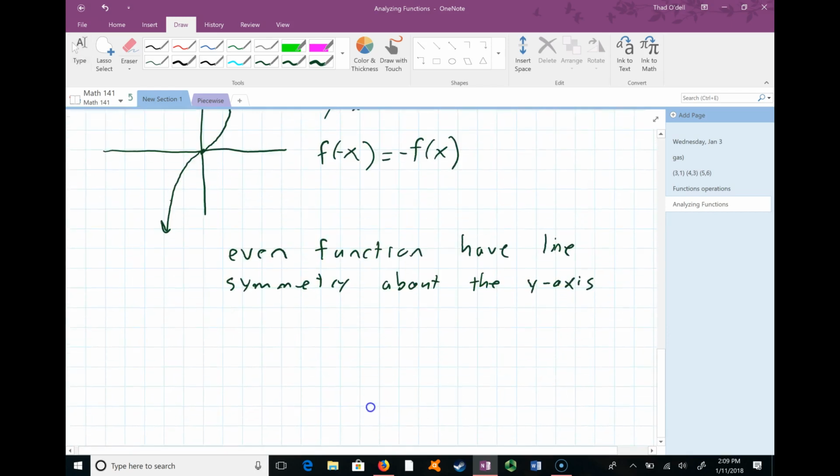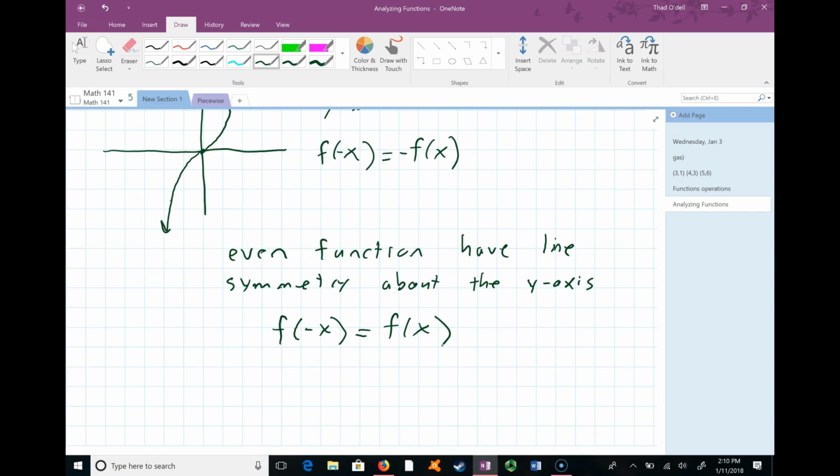Likewise, as we said up here, the unique thing about even functions is that f of negative x is equal to f of x. If you plug in 2 or negative 2, you get out the same answer. If you plug in 3, negative 3, you get out the same answer. So that's a characteristic of even functions.